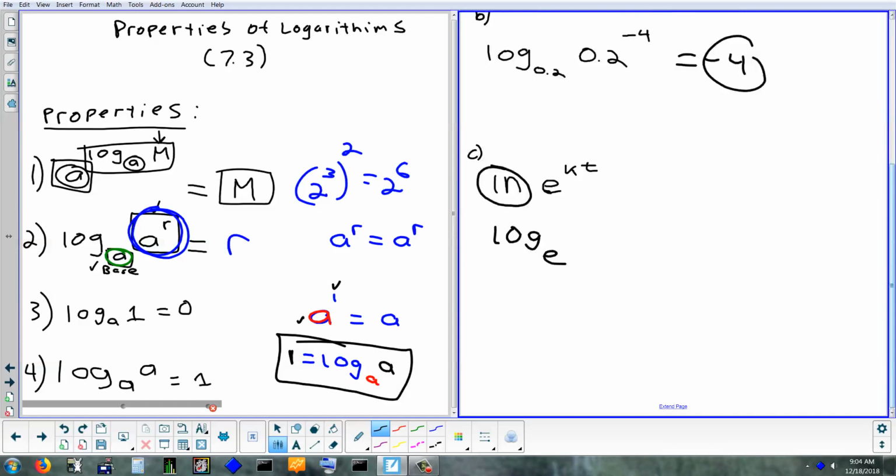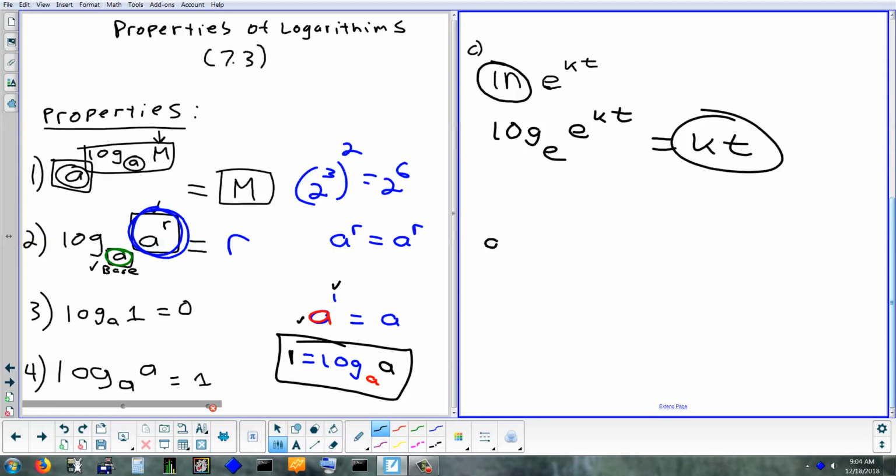This is kind of like the one in the homework. And now the argument is e to the kt. Now I can tell that that's definitely property 2. The base on the argument and the base on the log match. So the way I'm using property 2, what would the answer be? kt, whatever k times t is, we don't know. But if k and t were numbers, we could figure it out. It's k times t.